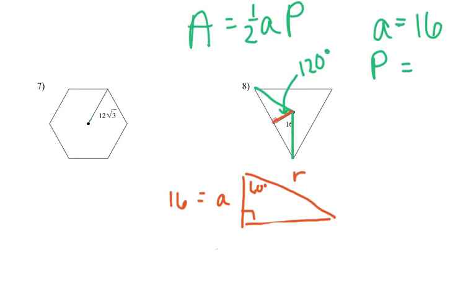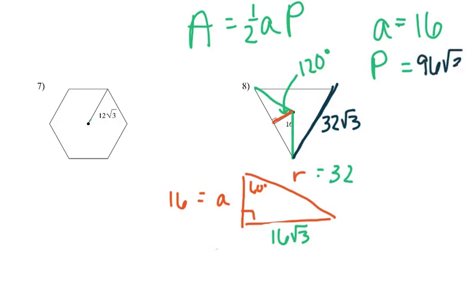So if we use our 30, 60, 90 rules, we've got the short side, the hypotenuse is equal to 32, which we actually don't even need, but that's okay. And the half of the side is equal to 16 root 3. Which means that one full side is going to be 16 root 3 times 2. So that's 32 root 3. So our perimeter is going to be one side times 3. 32 root 3 times 3 is 96 root 3.